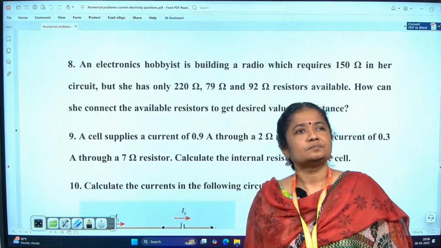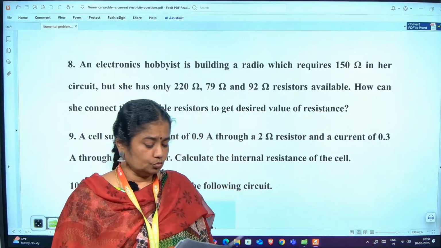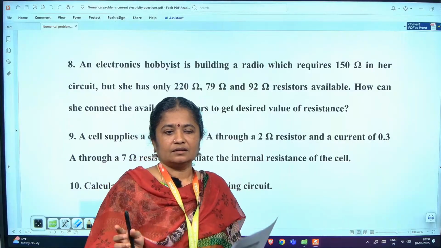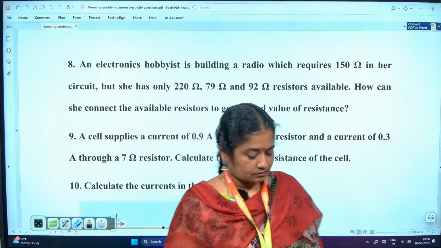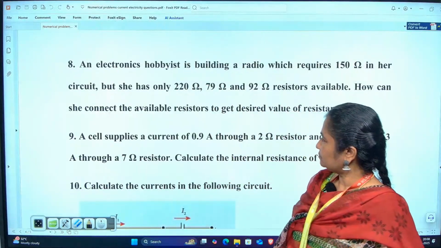Yes ma'am, Pratap. Got the answer, ma'am. Yes. 220 and 79 in parallel. So 1 by R, and 92 is in series with this parallel combination.